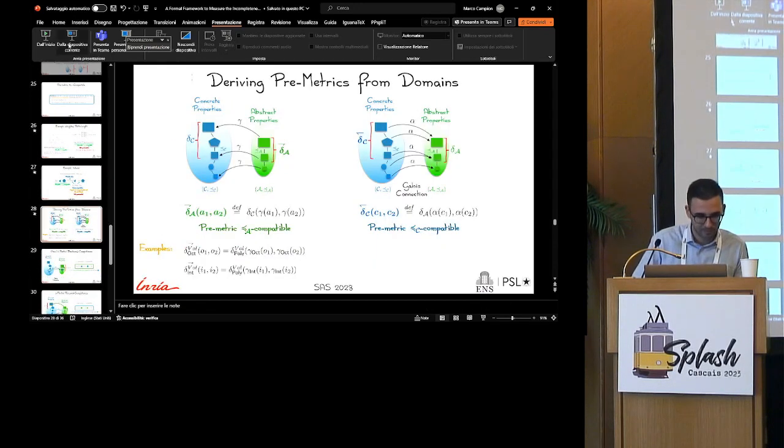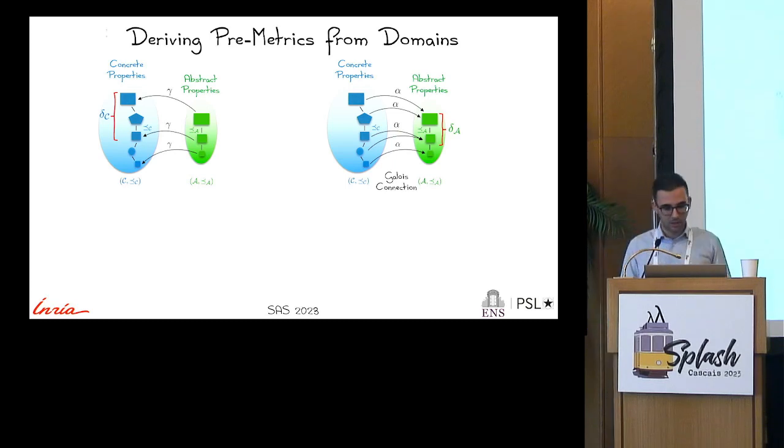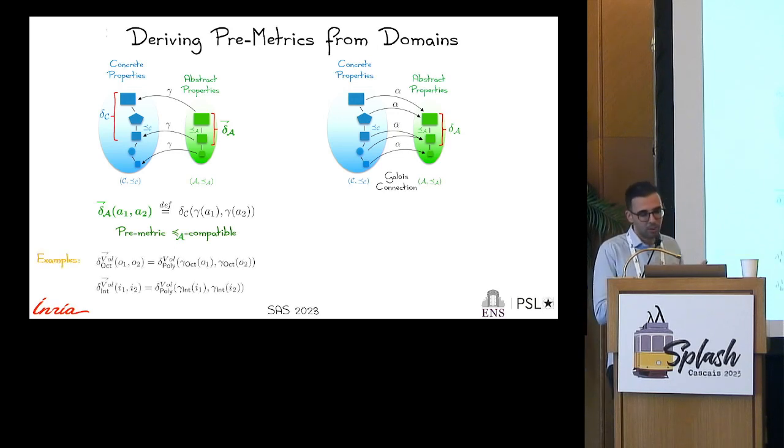Okay. So we don't have a Galois connection in the left case, but we have defined a distance on the concrete properties. In this case, we can derive another distance on the abstract properties by using the concretization function, and this distance is still a compatible pre-metric. Of course, it's measuring something which is approximate. So, for example, we can reuse the same metric from polyhedra to calculate the volume of other representable abstractions like octagons or intervals.